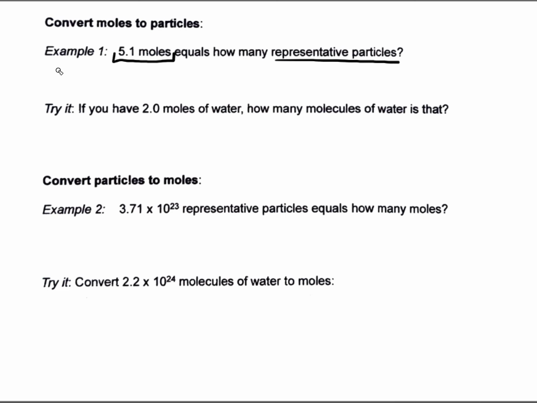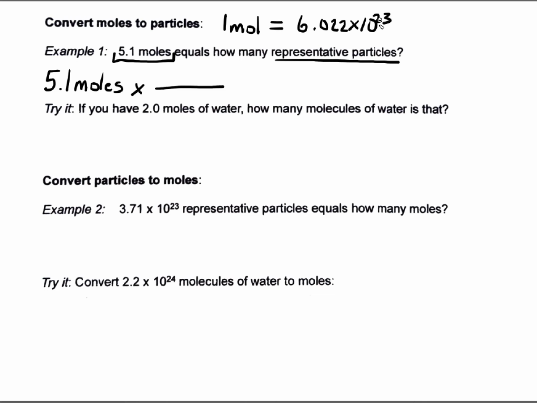So let's try and set this one up just like we did in the previous one. 5.1 moles. And what we're going to do is multiply it just like we did with the dozen roses here. My conversion factor is that 1 mole is the same as 6.022 times 10 to the 23rd individual particles, just like we would have said individual roses.